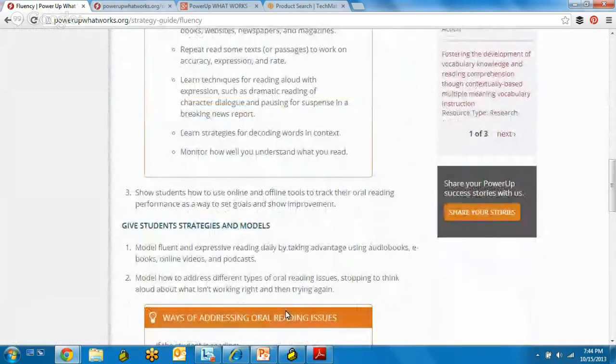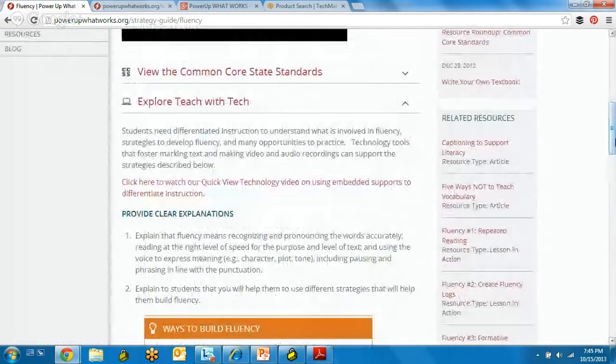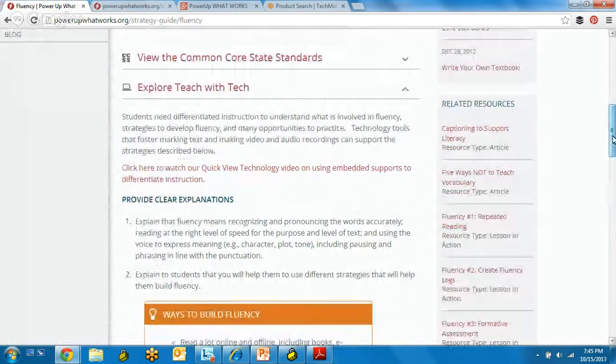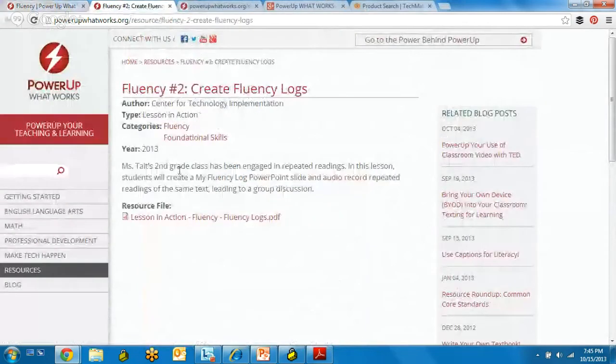You can bookmark different things, you can pull it out, you can make a list. We've looked at different technology tools so that you can create your own playlist, but you can create your own pathway based on the standards you're concerned about, the needs of your students, and where you can find the different information, but put it together in such a way that it makes sense for you and your students. Maybe you have younger students and you're interested in creating a fluency log. That's part of the foundational skills.